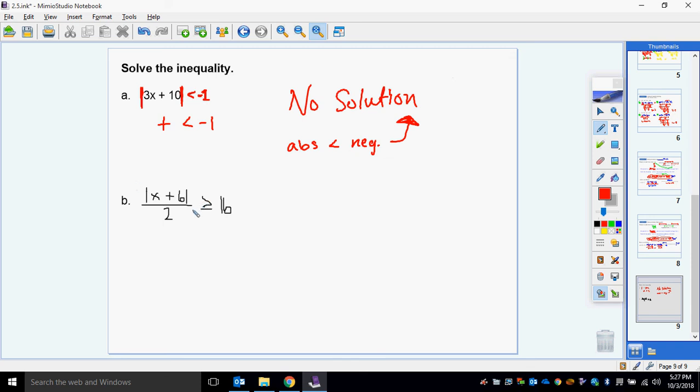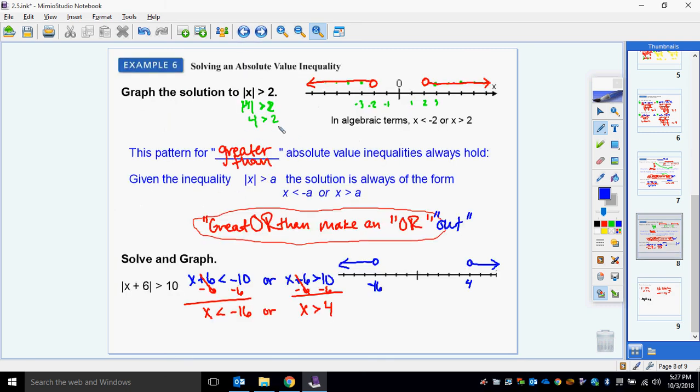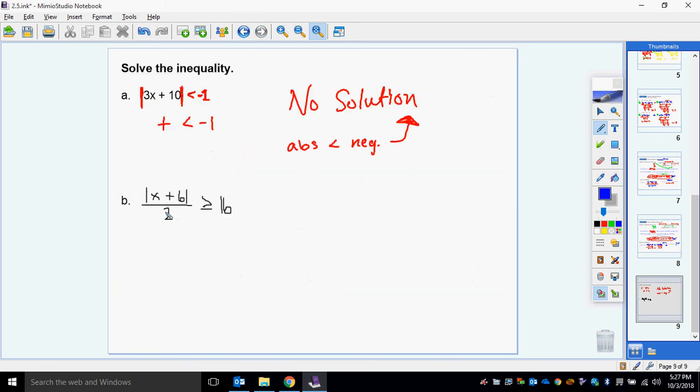All right, and the other thing that you might come across is this is an absolute value in an inequality, but before you can treat it as a greater than or a less than problem, you need to get the absolute value by itself, just like we were doing with the equations where you couldn't get out of jail till you got the guards away. So to get this guard away, you're going to have to multiply by 2. And then you're left with absolute value of x plus 6 is greater than or equal to 32.